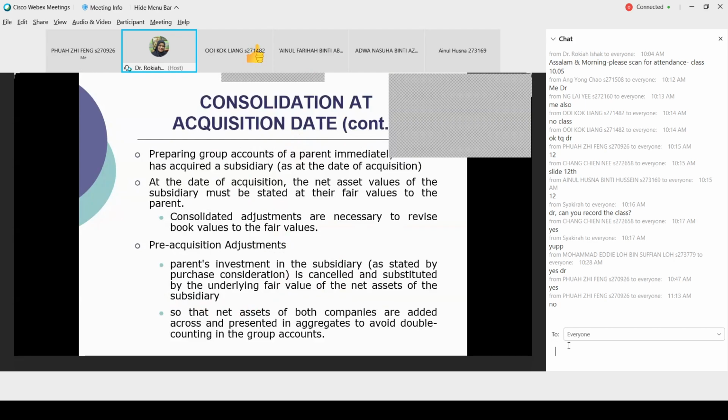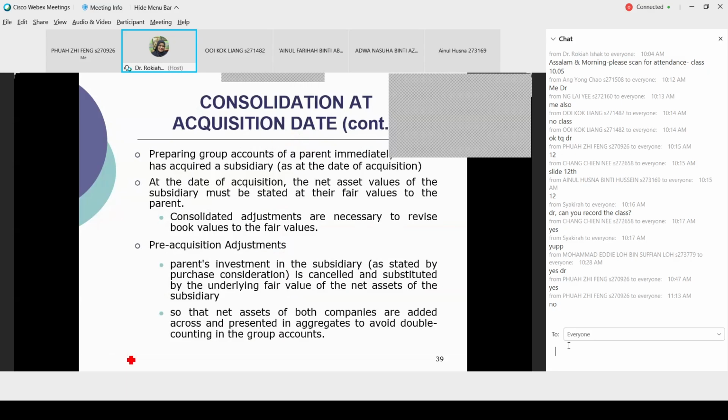It says that consolidation at the acquisition date, when you prepare a group account of a parent immediately after it has acquired a subsidiary, means that at the date of acquisition you need to prepare the consolidated financial statement. At the date of the acquisition, the net asset value of the subsidiary must be stated at fair value to the parent. Net asset here is asset minus liability, and it should be stated at fair value. Consolidation adjustments are necessary to revise the book value to the fair value.